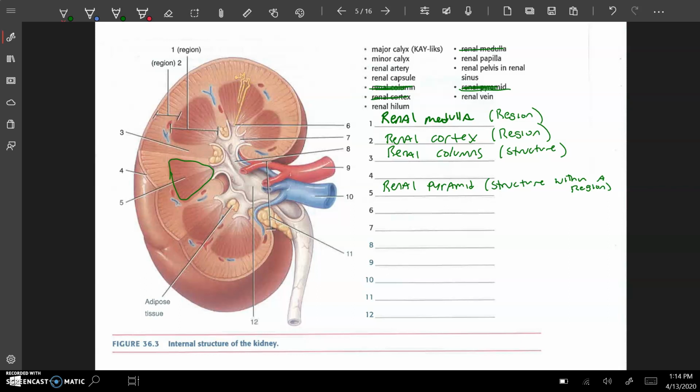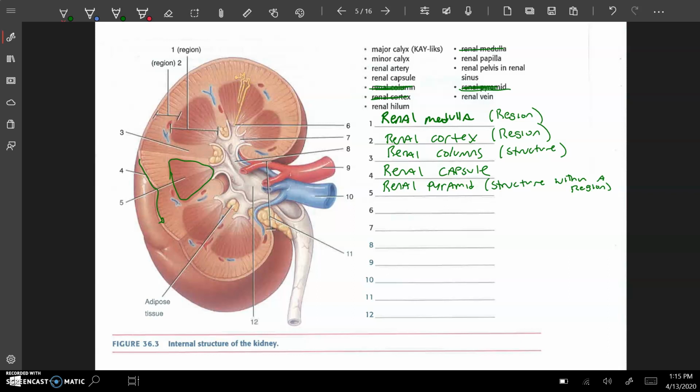Now we can look at number 4, which is this outer covering. See that area right there? Keep it going. That's our protective covering called the renal capsule, which again protects us against infection.